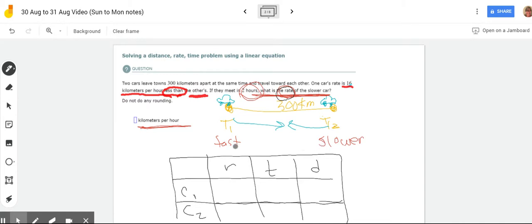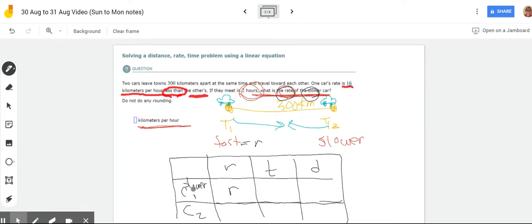Some of you maybe pick faster or slower. I'm going to pick, let's see, one car's rate is 16 kilometers less than. I'm going to pick the faster one. Oh, wait, it says, what is the rate of the slower car? My bad. If they ask you for a specific one, make R that one. So I'm going to make car 1 the slower one, and I'm going to write that slower.